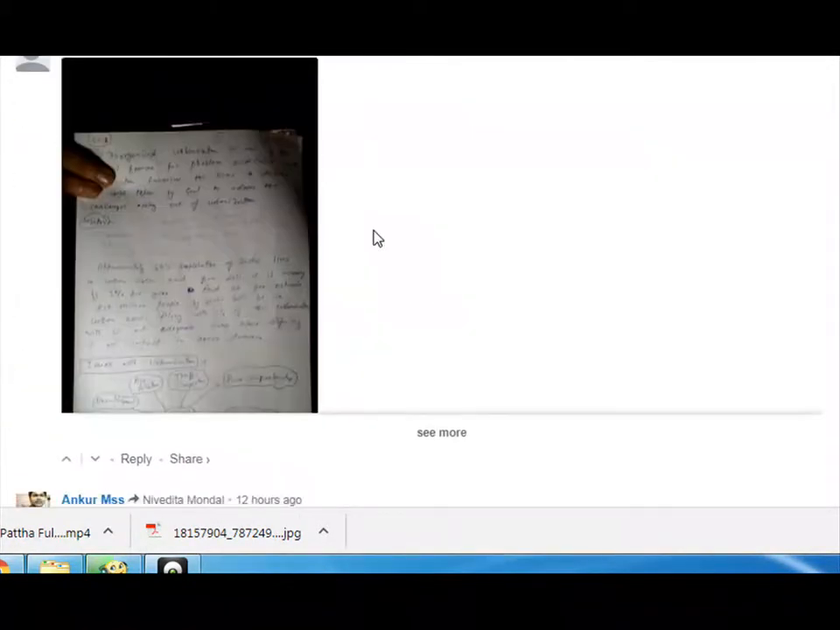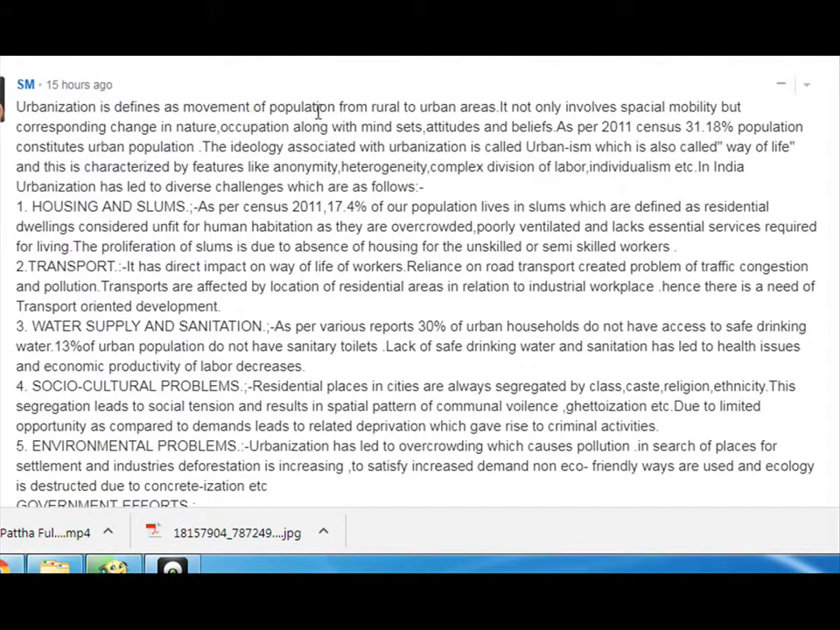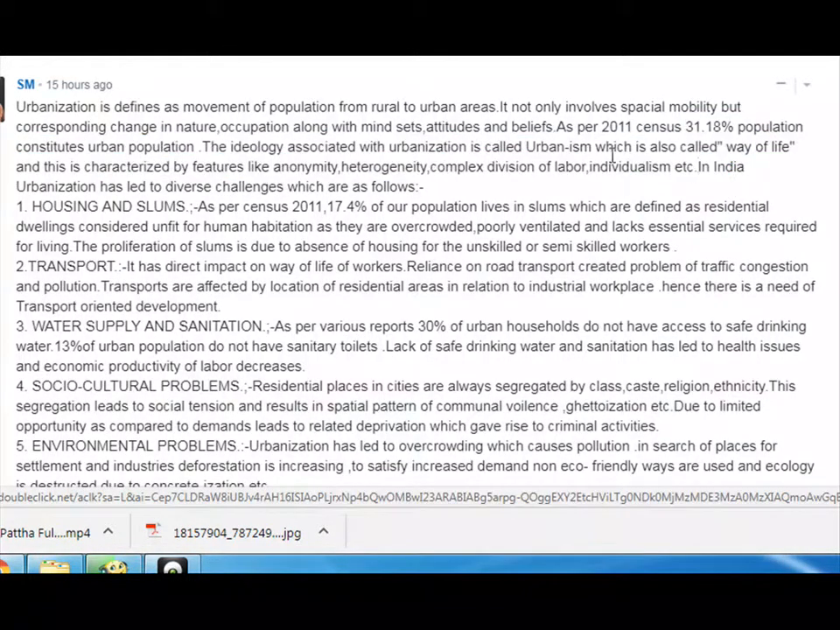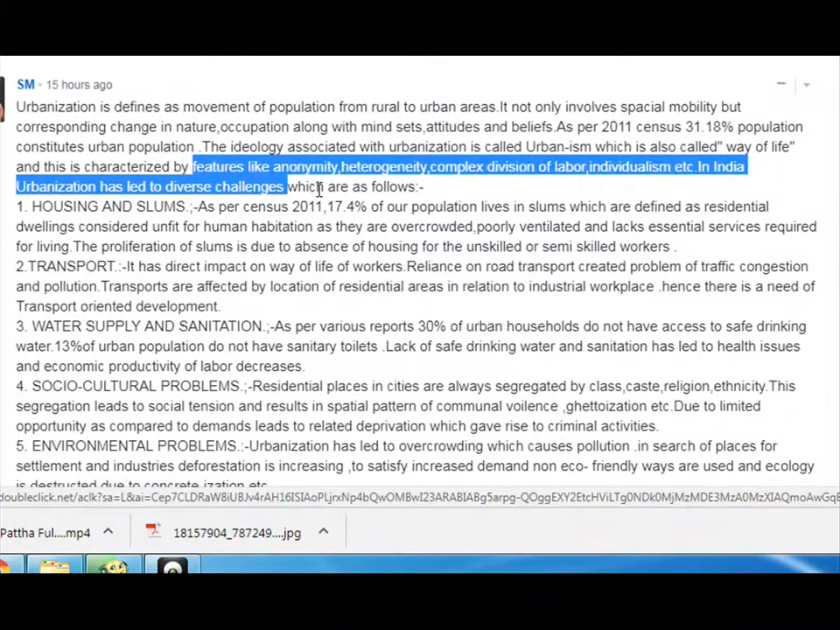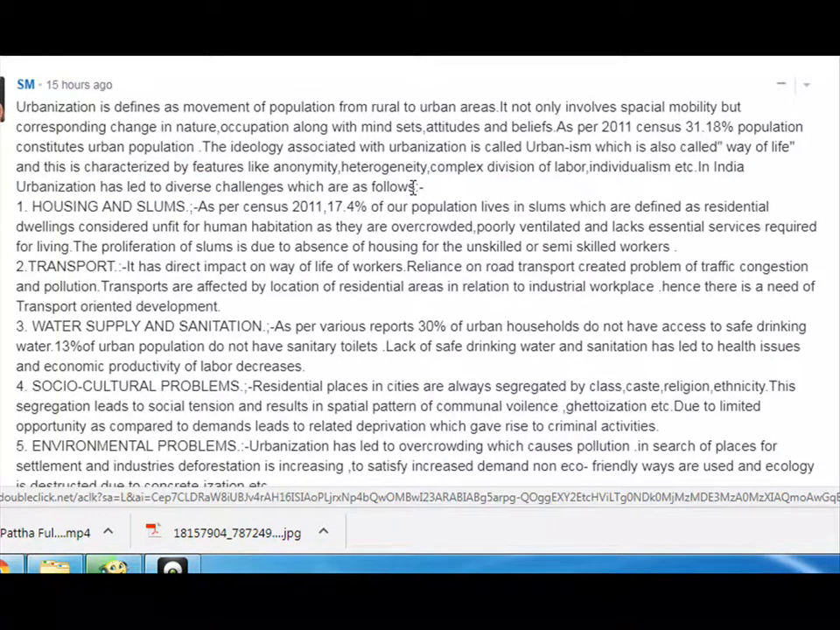Urbanization is defined as movement of population from rural to urban areas. It not only involves spatial mobility but corresponding change in nature, occupation, along with mindsets, attitudes, and beliefs. As per the 2011 census, 31.18% of the population constitutes urban population. The ideology associated with urbanization is called urbanism, which is also called a way of life, and is characterized by features like anonymity, heterogeneity, complex division of labor, individualism, etc.